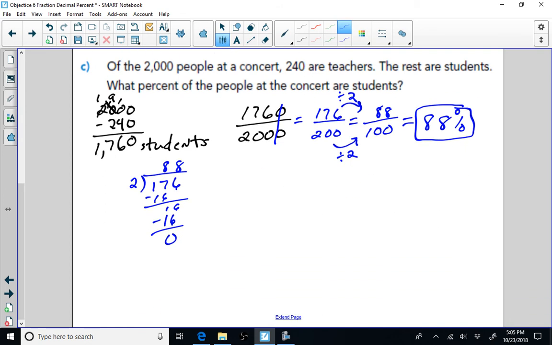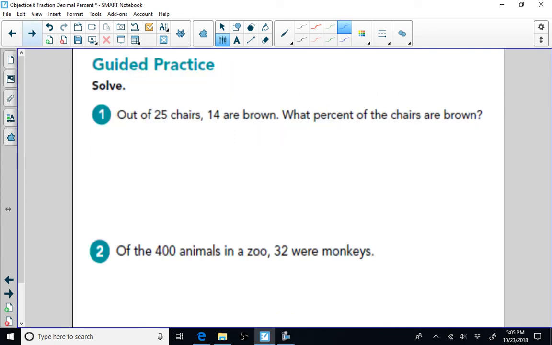The third example was a little tougher. We had to first find the number of students, and then find how many of them out of the total number of people. Simplify that to a denominator of 100, we get 88%. Okay, let's look at our next example.